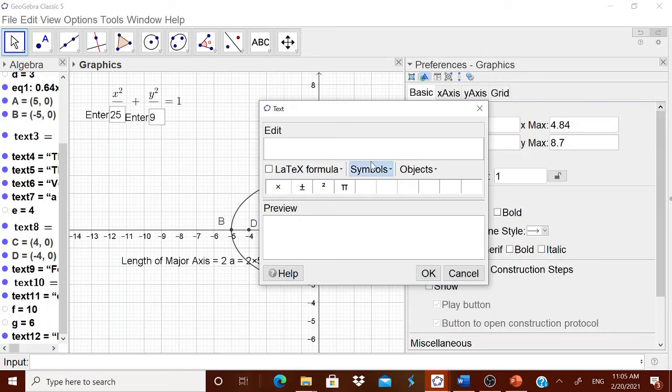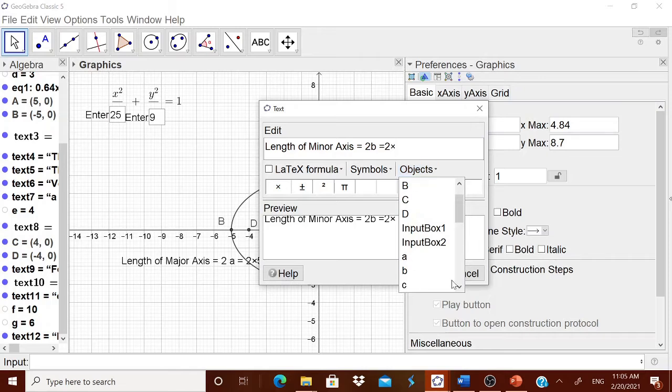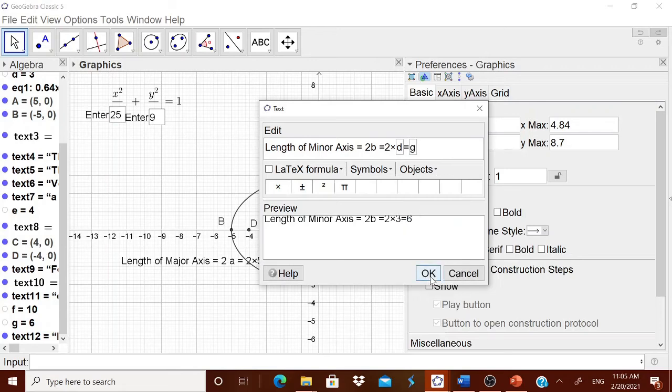ABC text. The length of minor axis is equal to 2b is equal to 2 multiplied by what is that? d. You have to remember that d. Is equal to the number which you are seeing here is 6. Therefore, it is 6. g. Okay, got it.